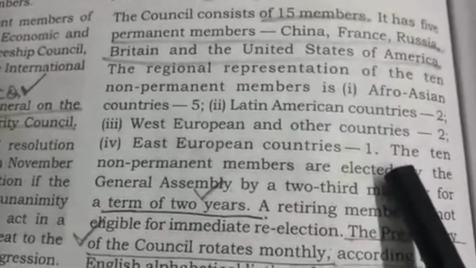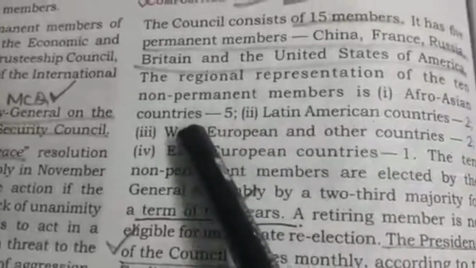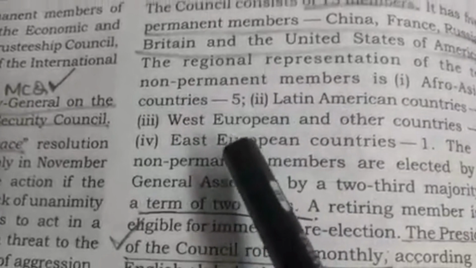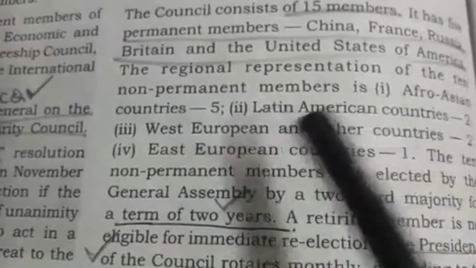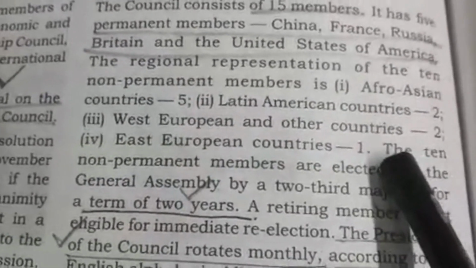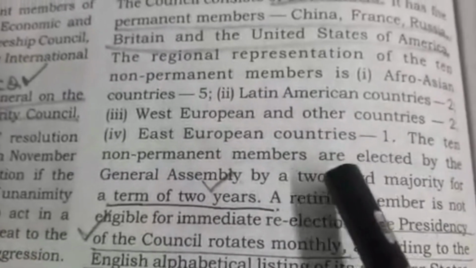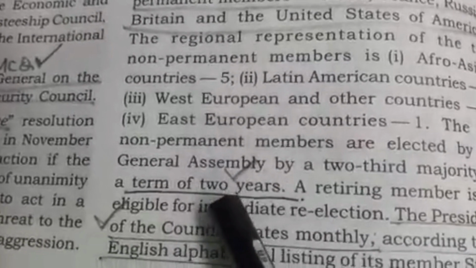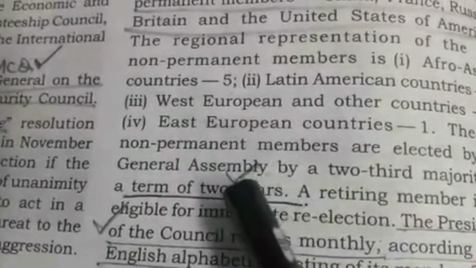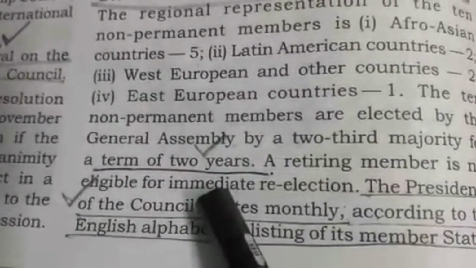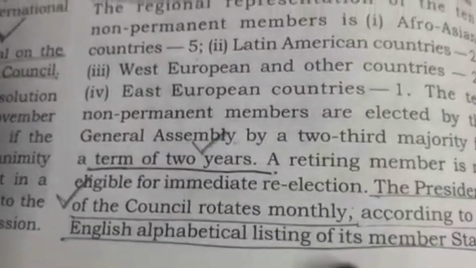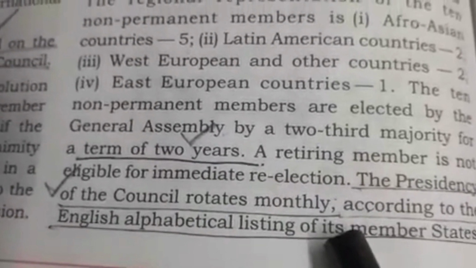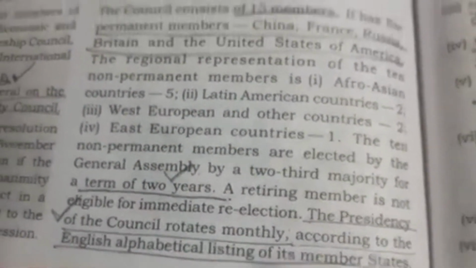The 10 non-permanent members are from Afro-Asian countries, 5 members, Latin American countries, 2 members, Western European and other countries, 2 members, and East European countries, 1 member. And these 10 non-permanent members are also elected by the General Assembly for a term of 2 years. So these small details you must remember for your MCQs. The presidency of the council rotates monthly according to English alphabetical listing of the member states.